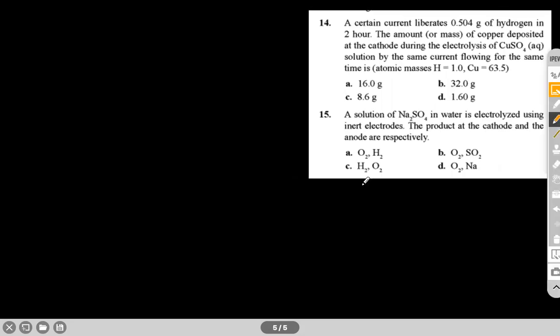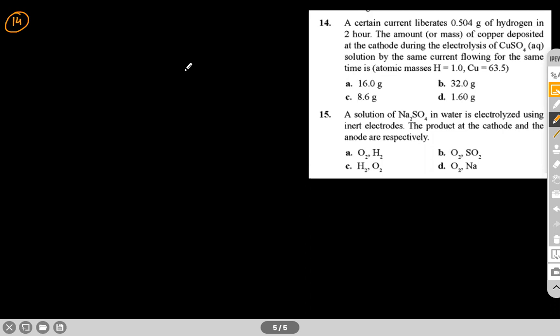Okay, 14th one, you see, a current liberates this gram of hydrogen in 2 hours. The amount of copper deposited at anode during the electrolysis of this by the same amount of current.